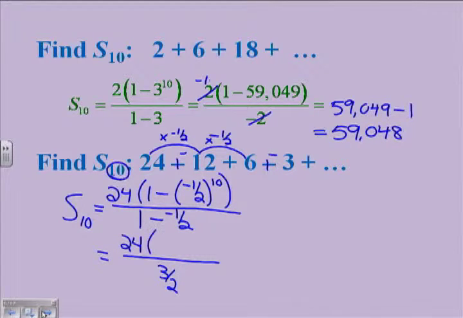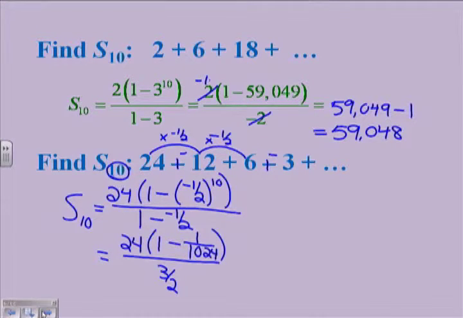Okay? And in the numerator, I've got 1 minus, and this is going to go to a positive value because I have a negative raised to an even power. And 2 to the 10th is 1,024, just in case you didn't know.